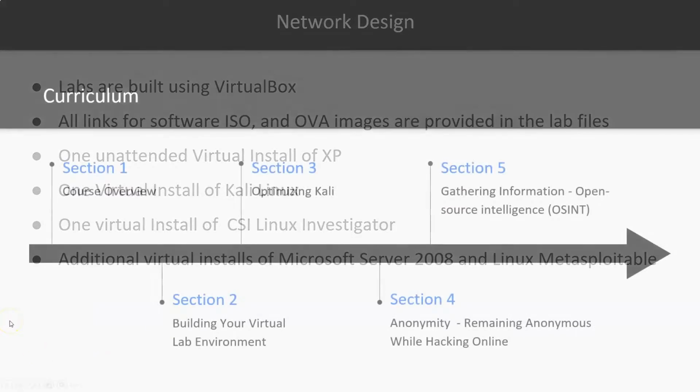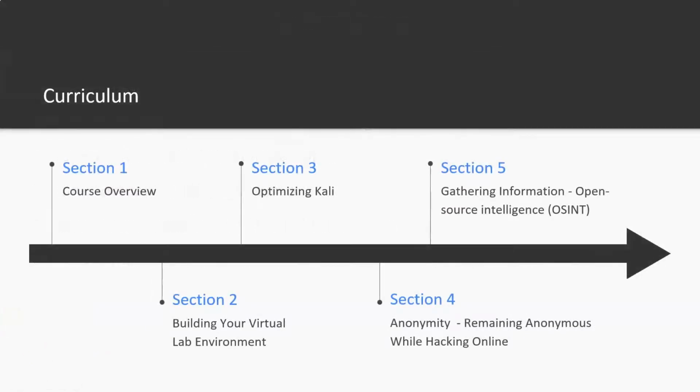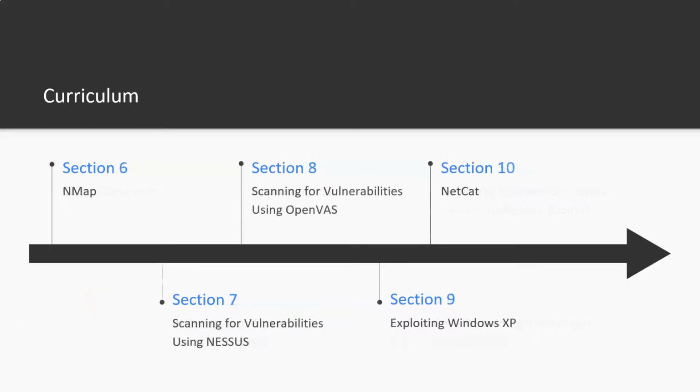This course is broken down into sections. You are now looking at Section 1. This is the course overview. For Section 2, you will begin building your virtual lab environment. On Section 3, I show you how to optimize Kali, and in Section 4, anonymity, remaining anonymous while hacking online. Section 5, gathering information, which is open source intelligence, or OSINT. Section 6 is using Nmap. Section 7, scanning for vulnerabilities using Nessus. Section 8, scanning for vulnerabilities using OpenVAS.